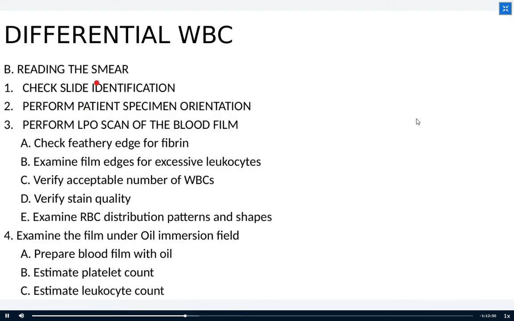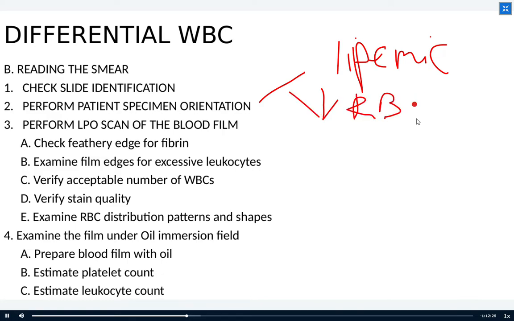Now, after you've read the smear, after that you've known how to read the smear, you have to check your slide identification. So tama ba yung name ng patient sa slide sa request? And i-check nyo yung specimen orientation. So you have to check if the sample is lipemic. So if the sample is lipemic, you could see decreased RBCs. If there is a color in plasma, let's say pinkish siya, there could be hemolysis. So you will see a lot of ruptured RBCs, depende.